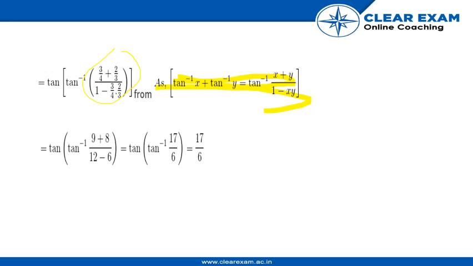Let me use a different color so that you can see this clearly. This thing, we simplified the whole expression and we get tan inverse of 17 by 6. Now we can directly apply our formula. Tan of tan inverse x is equal to x. So our answer is 17 upon 6. I hope you all understand.